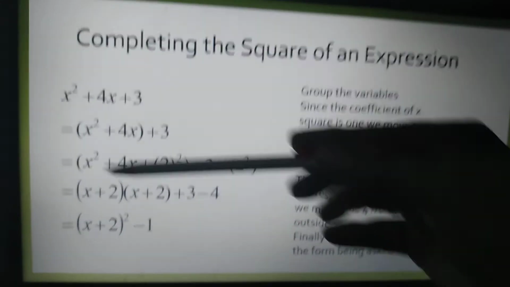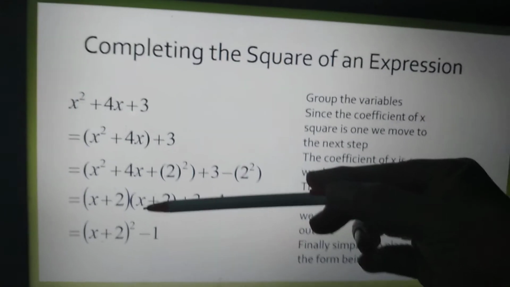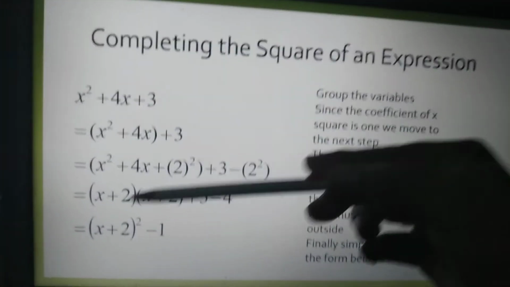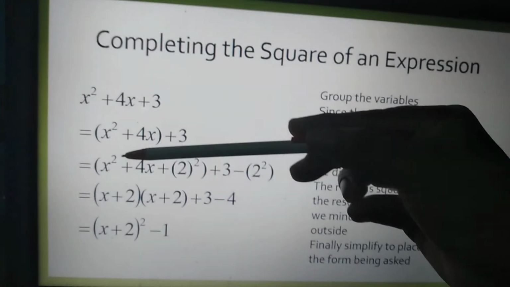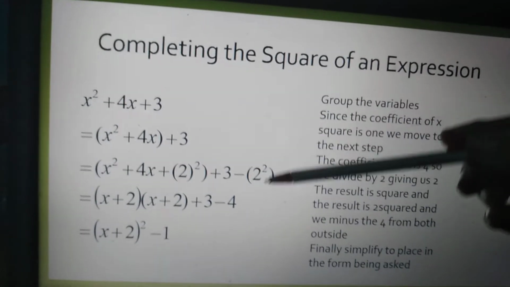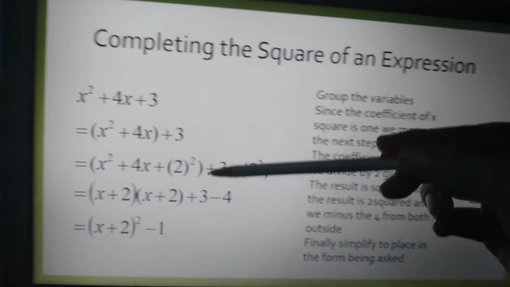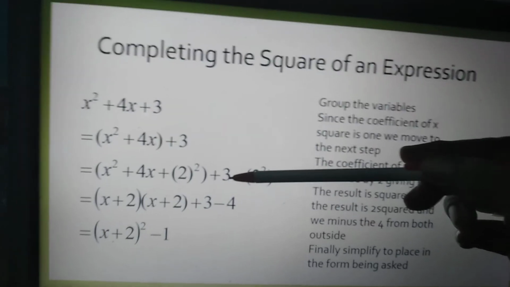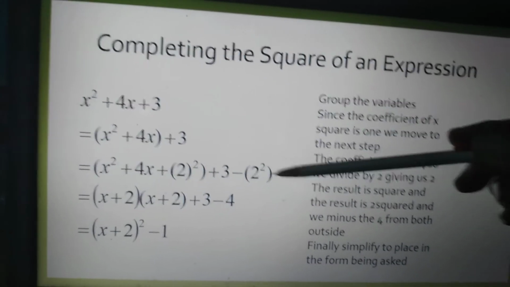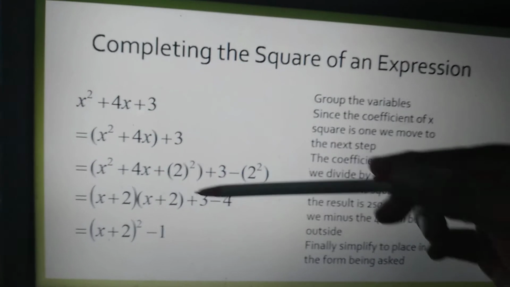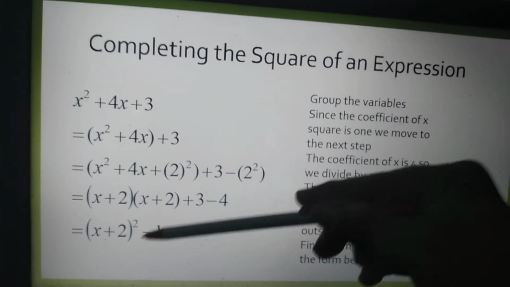So I say, all right, x squared is x times x. 2 squared is 2 times 2. Both of them are positive. Then I work outside. Plus 3 minus 2 squared, which is 4. And 3 minus 4 then is negative 1.